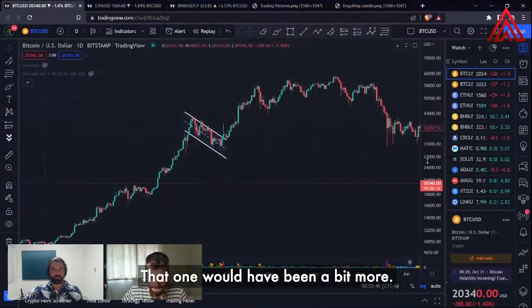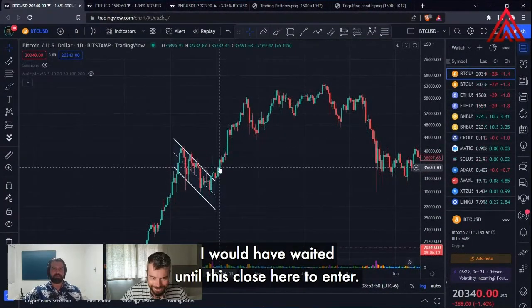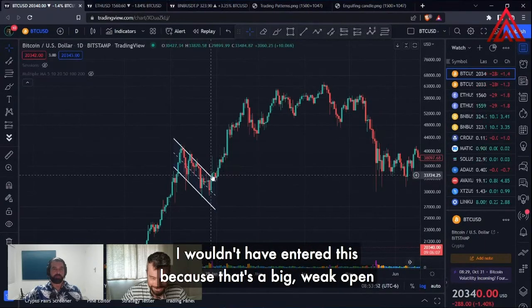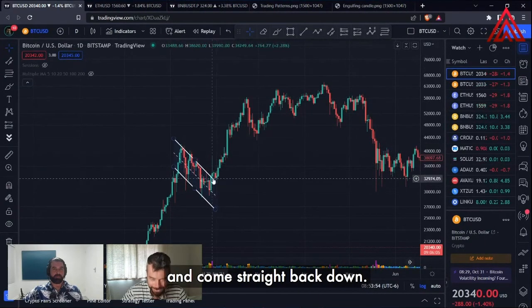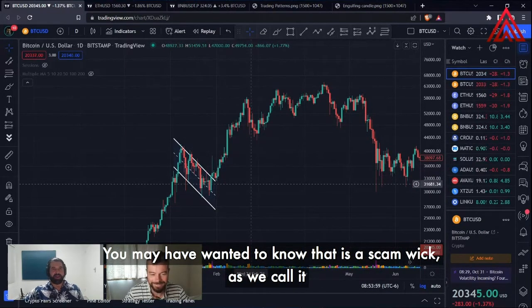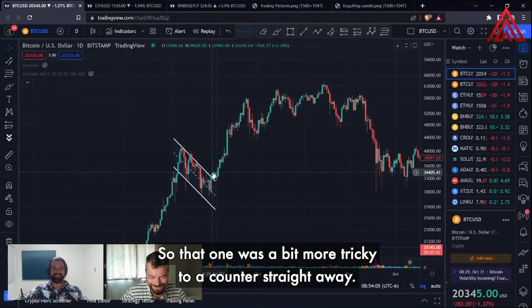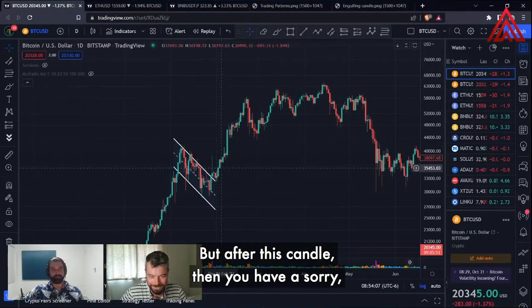That one would have been a bit more tricky. I would have waited until this close here to enter. I wouldn't have entered this because that's a big wick up and then it comes straight back down. You might not know if that was a scam wick, as we call them, right? So that one was a bit more tricky to enter straight away.